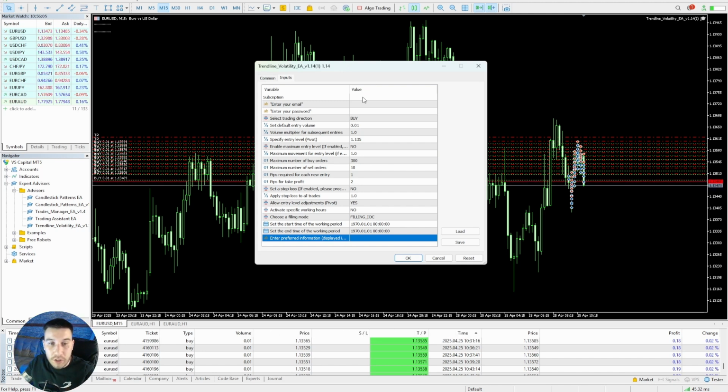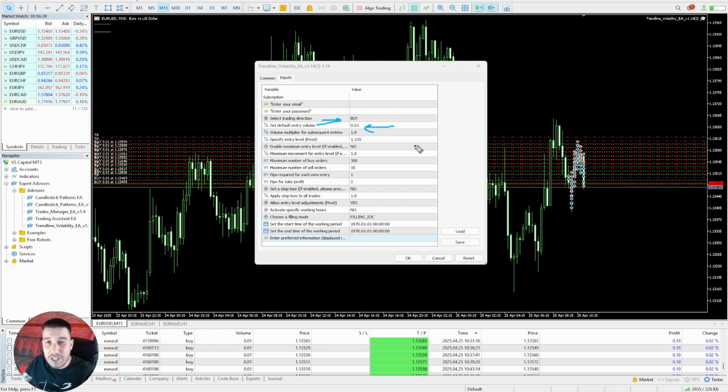All right, so here is the parameters window. All you have to do once you've done your analysis is to literally spend just a minute, maybe not even longer, to set up the expert advisor to enter based on your parameters, based on your analysis. So we're going to go for buy. Obviously, long trades is what we're looking for. 0.01 lot size on every single trade.